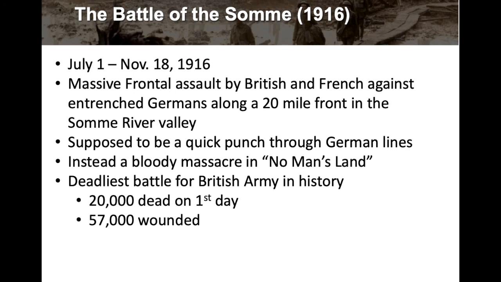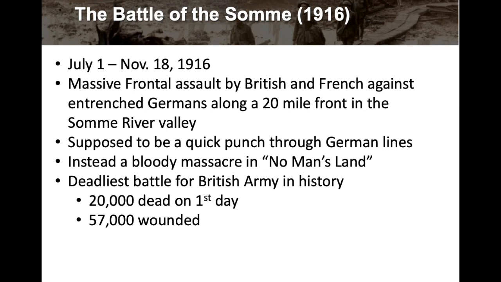The Battle of the Somme is a massive frontal assault by the British and French against entrenched Germans along a 20-mile front in the Somme River Valley. Okay, so in northern France, there's the Somme River.